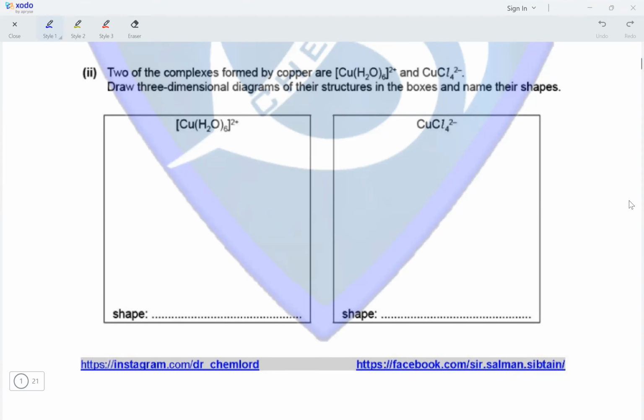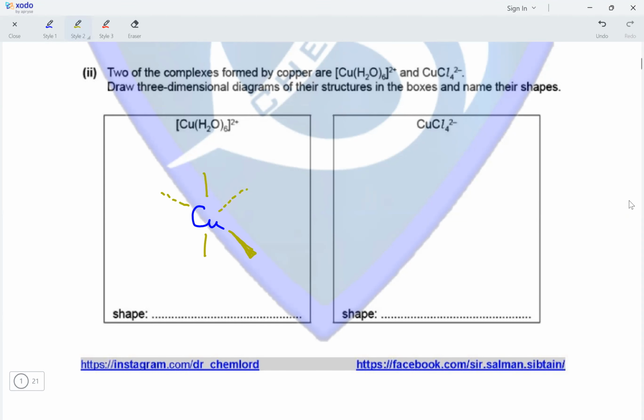Next, two of the complexes formed by copper are [Cu(H2O)6]2+ and [CuCl4]2-. Draw three-dimensional diagrams of the structures in the boxes and name their shapes. So copper surrounded by six water molecules forms an octahedral complex in which we would have a central copper metal ion forming a complex with six ligands, all six of them being water.